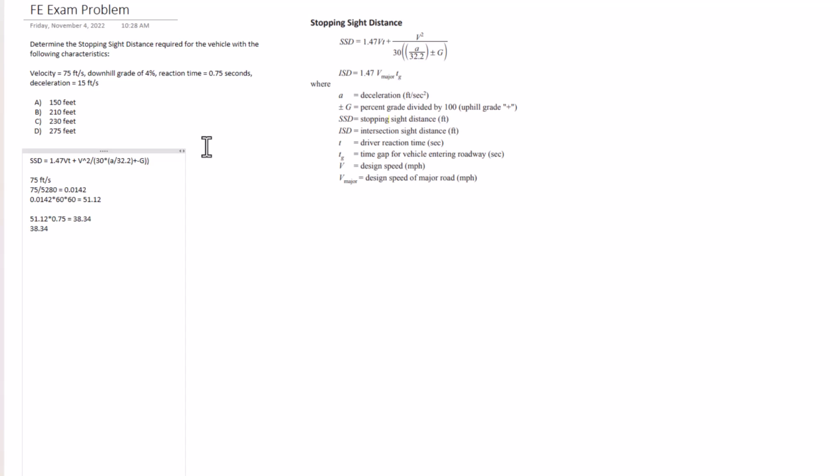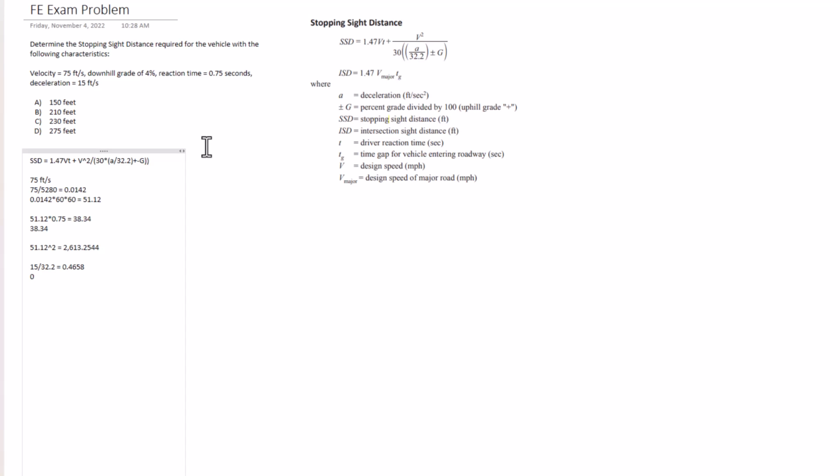Now let's find the second term here. We need miles per hour once again, so 51.12 squared. That top term is going to be close to 2,600. And now let's get this bottom term here. So a, the deceleration, is 15 feet per second squared divided by 32.2 plus or minus g. Now remember, it's a downhill grade, so we're going to be using a negative here in this case.